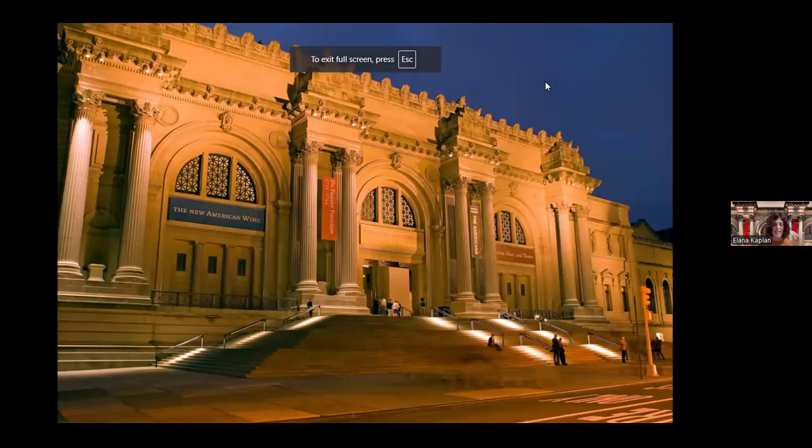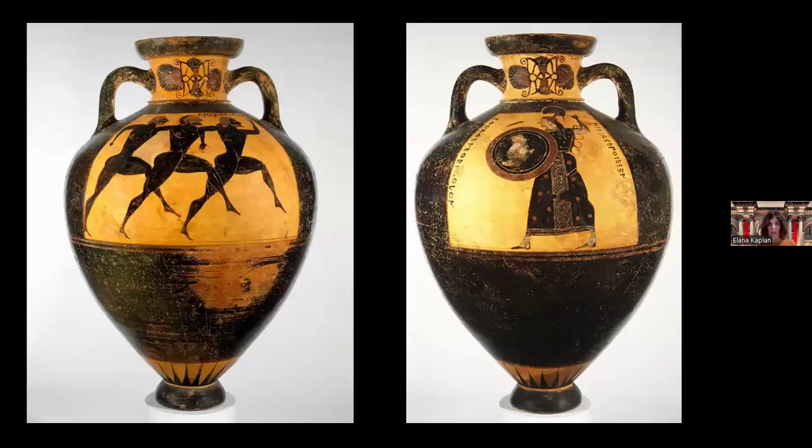Here we are back at the Met, and we're going to now focus on some of the Met's ancient Greek objects, again, in order to connect them to the Chanukah story. So we'll start off here. You saw something similar to this in the Museum of Olive and Olive Oil, but let's talk a little bit about this. This is called a prize amphora.